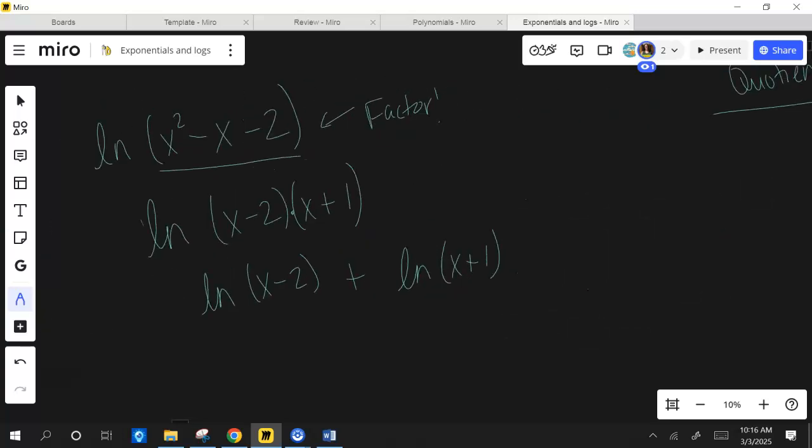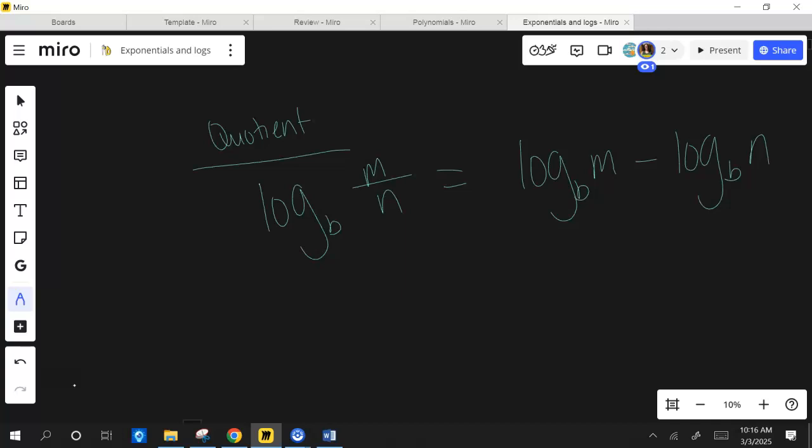Quotient property. So if you add when you multiply, what do you think you do when you divide? That's just the answer. It's expanded because that's what you're trying to do, just expand it. All right, so that's exactly right. If product tells me to add, then quotient tells me to subtract. So if I have log base b of m divided by n, then I could expand that as log base b of m minus log base b of n. Notice I'm writing the log twice.